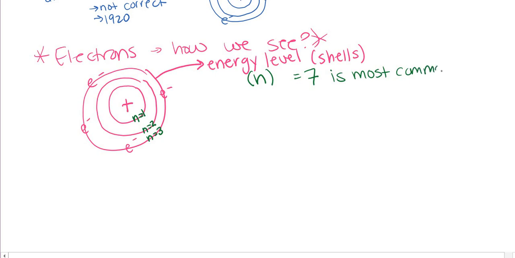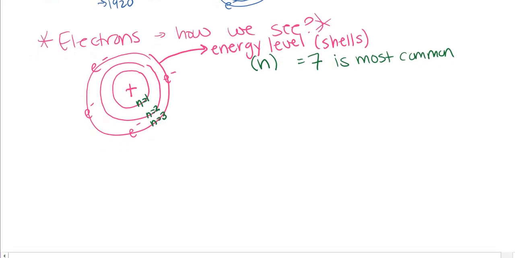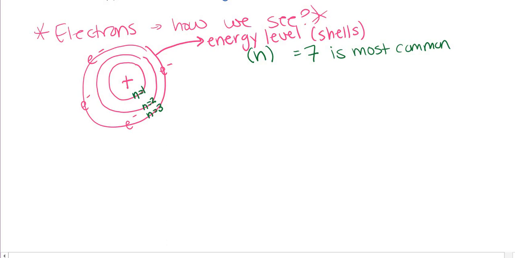But again, these energy levels can continue to go on. Right now, because of the atoms and elements that have been discovered, 7 is the most common. So within each energy level, there are other components to it. Looking at this, we only see the energy level. But within the energy level, I'm just going to rewrite energy level here.